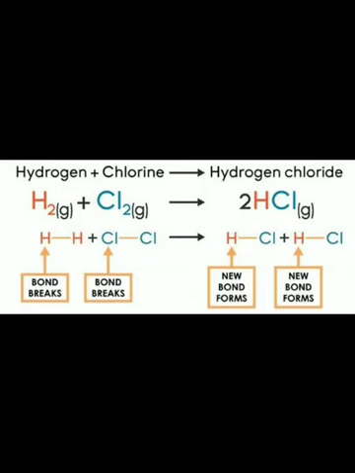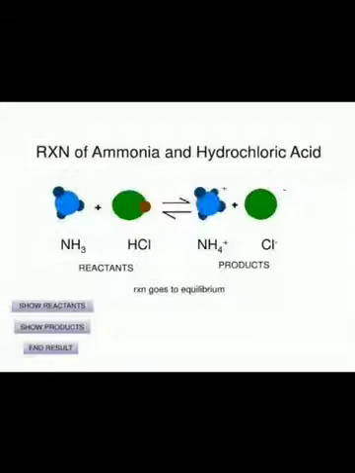Then next we will discuss the formation of ammonium chloride. When ammonia reacts with hydrochloric acid, it gives rise to ammonium chloride. Here it is compound plus compound. When ammonia reacts with hydrochloric acid, it produces what? Ammonium chloride, NH4Cl. NH3 plus HCl gives rise to ammonium chloride, NH4Cl.